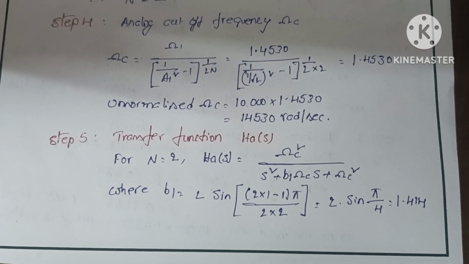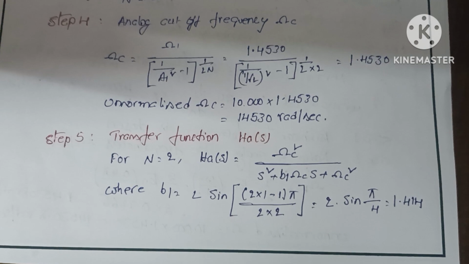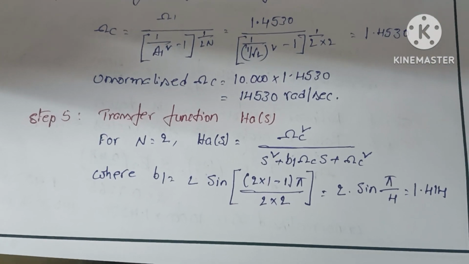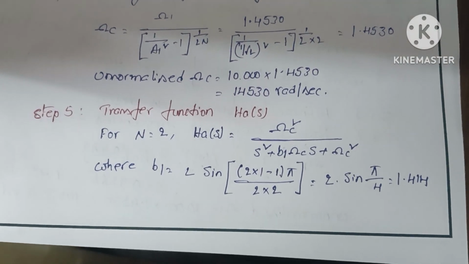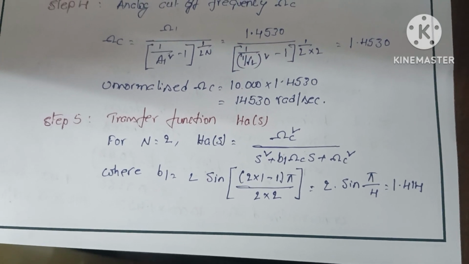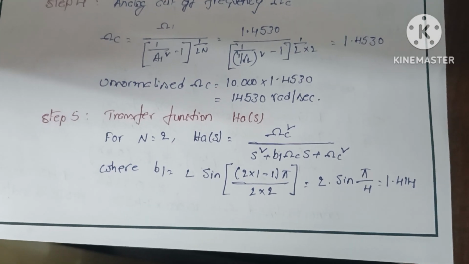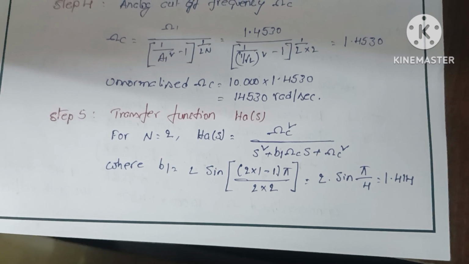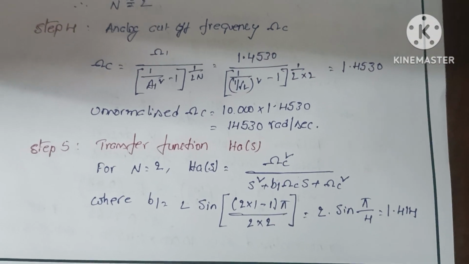Step number 5, transfer function HA of S. HA of S is nothing but the analog filter transfer function that we have to get using this formula. For n equal to 2, HA of S is omega c square divided by s square plus b1 omega c s plus omega c square, where the coefficient b1 is equal to 2 sine of (2k minus 1) into pi by 2 into 2, which is equal to 1.414.